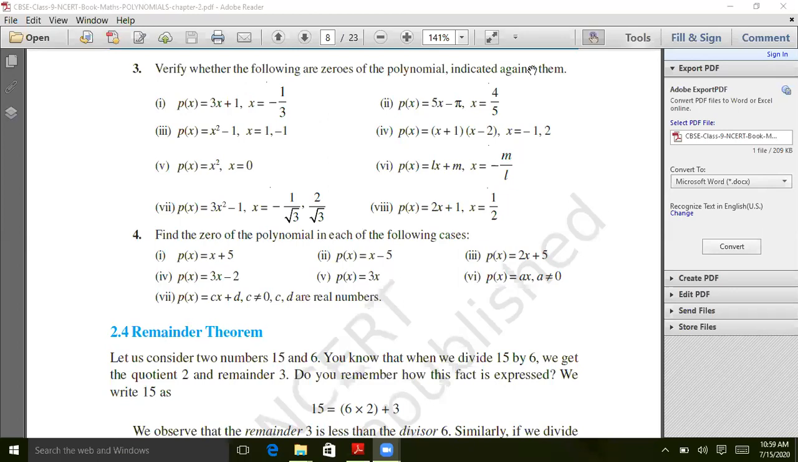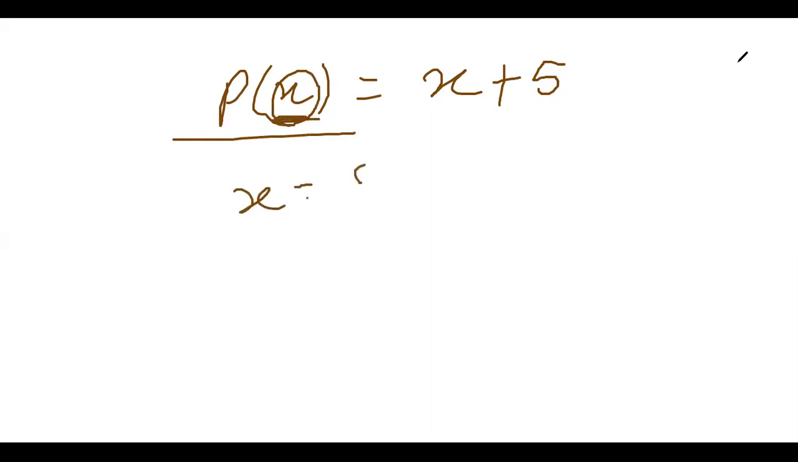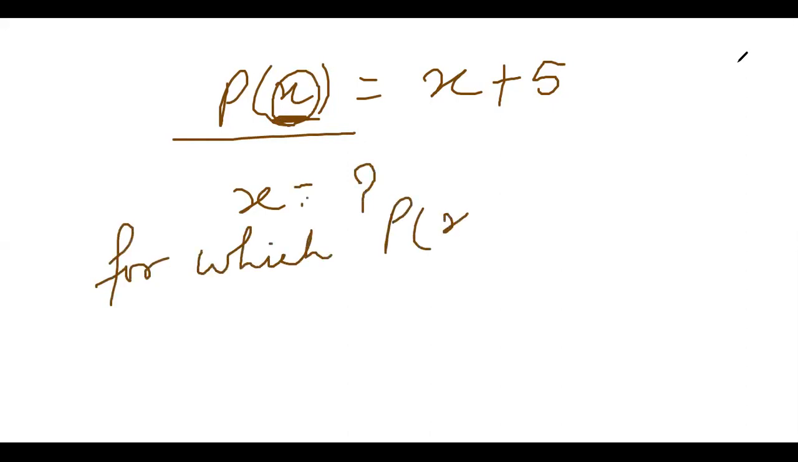So first is given p(x) is equal to x plus 5. What is the 0 of the polynomial? That means the value of x for which p(x) is equal to 0. According to the definition of the 0 of the polynomial, we find the value of x for which p(x) equals 0. x की ऐसी कौन सी वैल्यू है जिसके लिए पूरा का पूरा पॉलिनोमियल 0 हो जाए, right? That will be called the 0 of the polynomial.